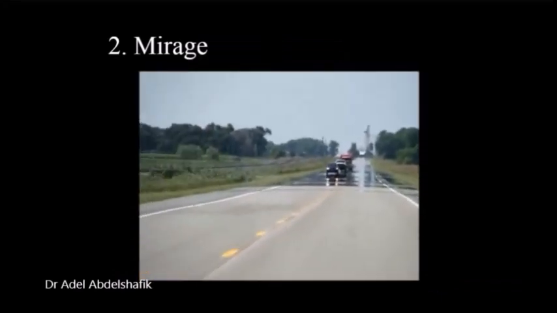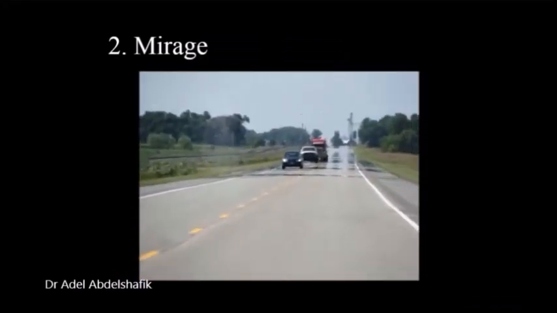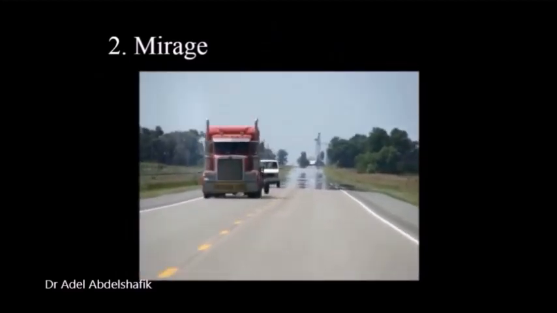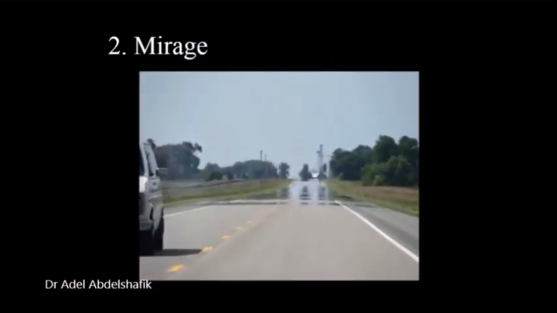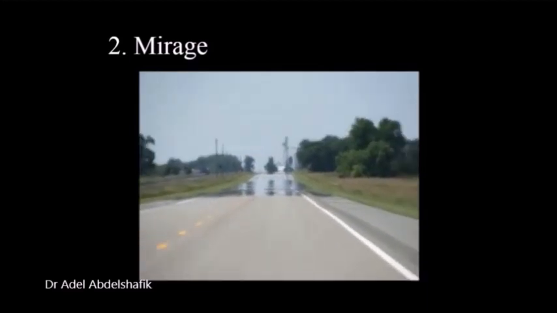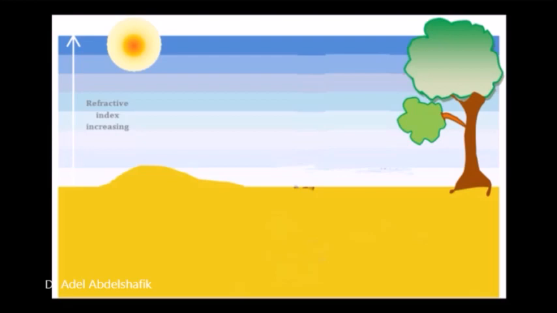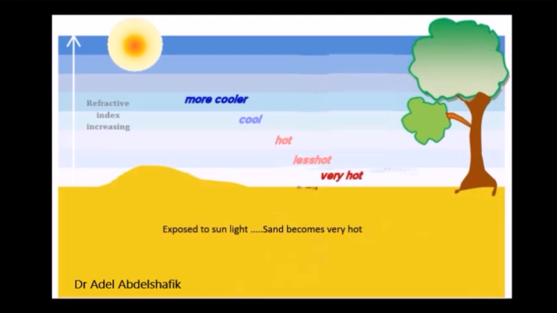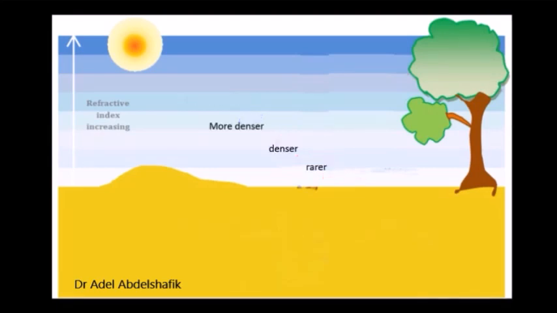Second, the mirage. You may see a mirage while you are on the road on a hot day. You will see as if there is water, and as you get closer, it disappears. As the ground becomes hot after exposure to the sun, the air also becomes hot. The layer of air closer to the ground becomes very hot, and gradually higher layers of air become less and less hot. The hotter the layer of air, the more it will expand, and its refractive index will become less.